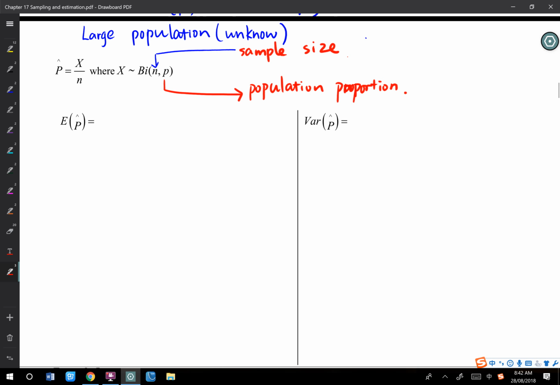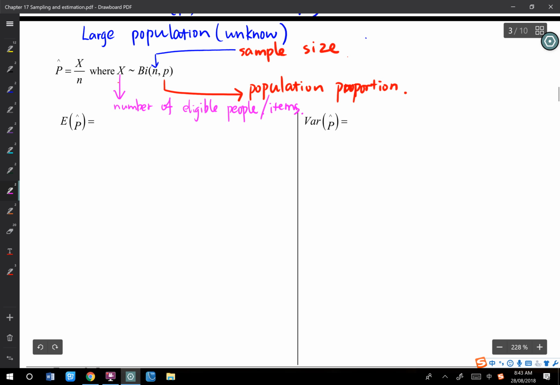What is X? The number of eligible people. Let's say we use population or items. So it's the number of eligible ones, like who's over 160. I'm selecting 10. Each one has this 0.6 chance of success. How many successes? I can say that's a success, or I can say that's what I'm trying to investigate. I'm going to investigate who's over 160. So that's the number of eligible.